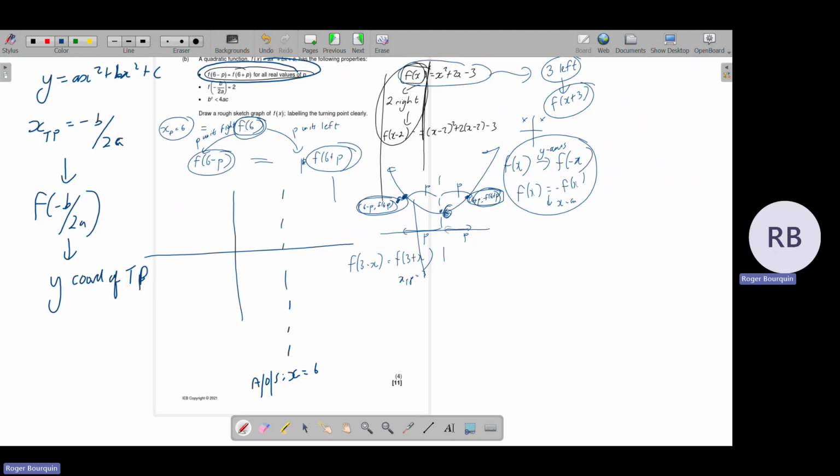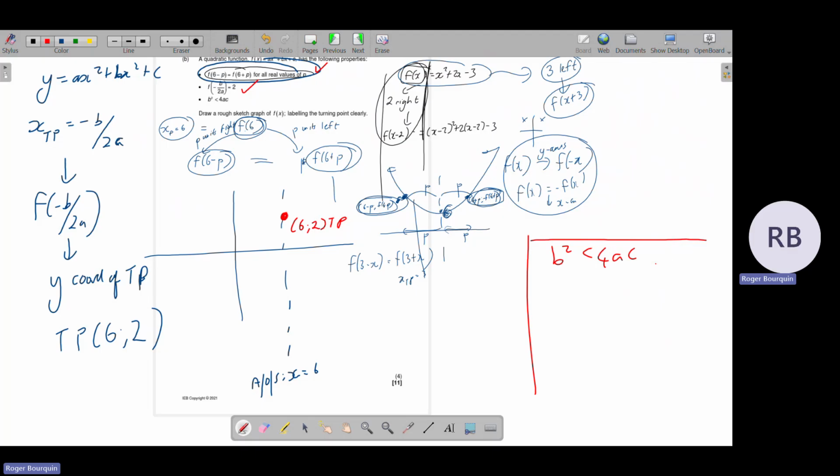So what are they telling us? The y coordinate of the turning point is 2. So do I know the x coordinate of the turning point? So what's the turning point then? The turning point is at (6, 2). So the first thing we know is that the turning point is at (6, 2). That comes from those two bits of information.